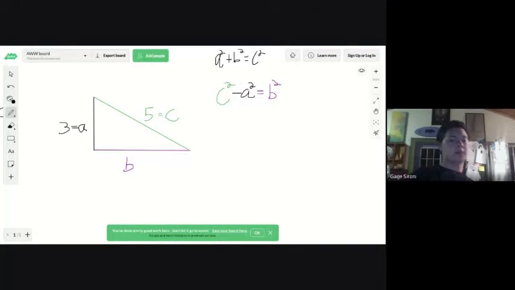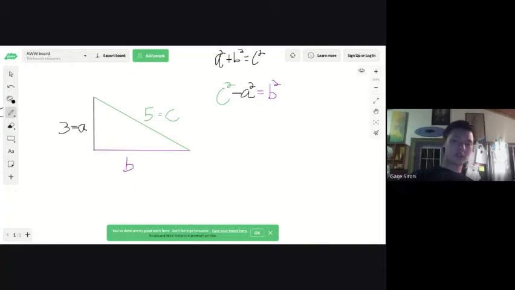We can take this formula and reorder it in different ways to solve for the length of different sides of a triangle. So let me show you what I mean. If we take a look at this image right here, we've got our original a squared plus b squared equals c squared up top. We have leg A right here is 3, hypotenuse C right here is 5, and we're looking for length B.